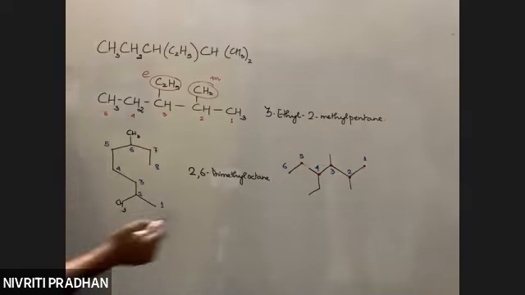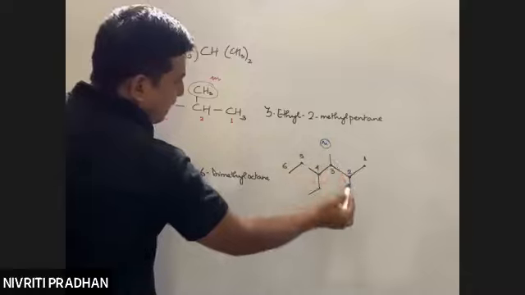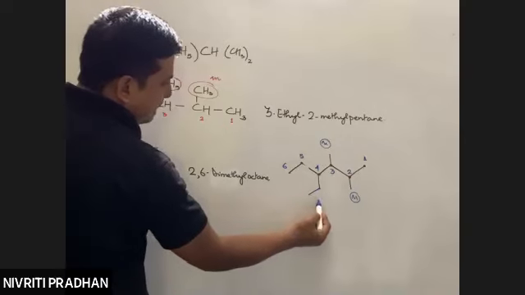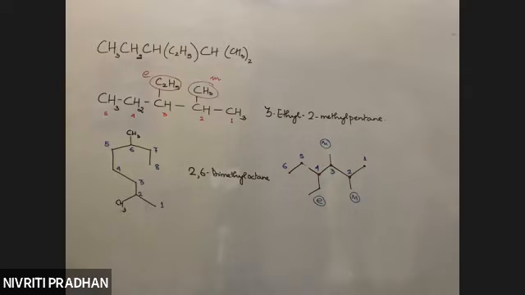What is the name of this substituent? What do you have out here? Methyl group, CH3. What do you have here? How many carbon atoms are there? 1, 2. So this is an ethyl. An alkyl group with 2 carbon atoms means ethyl. Got it?